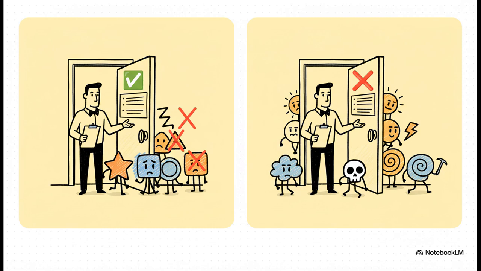On one hand, you have block listing. That's like having a banned list at a club. It tries to block the known troublemakers, but new ones can still sneak in. On the other hand, you have allow listing, which is way more secure. That's like having a strict VIP list at the door. If your name's not on the list, you are not getting in, period. Everything is denied by default.